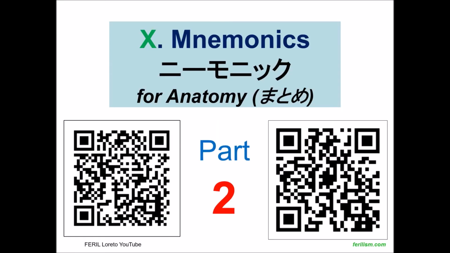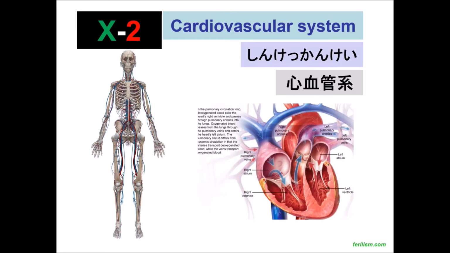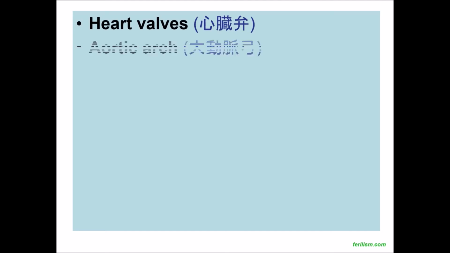Part 2 of our extra topic is about mnemonics that are commonly used in the study of anatomy. In particular, Part 2 will focus on mnemonics in the study of cardiovascular anatomy. Mnemonics is a system to develop or improve the memory, especially in anatomy where we need to remember unfamiliar terms. Part 2 again is cardiovascular system. We will talk about 9 mnemonics in this about cardiovascular system.